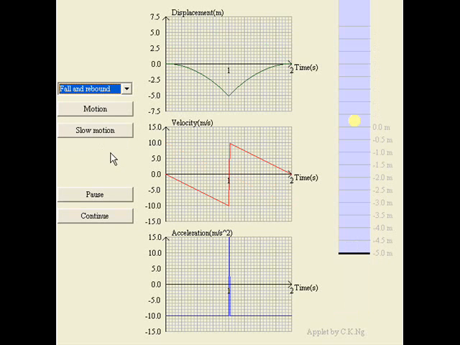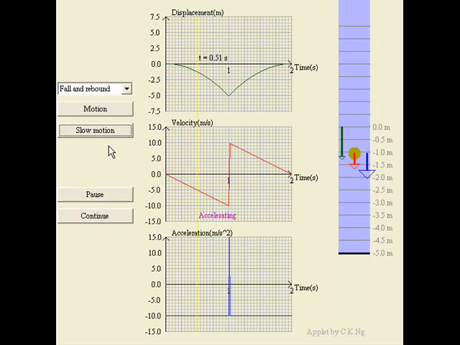Let's have a look at a ball falling and then rebounding. We'll play the animation first. So notice constant acceleration. Right. As the ball hits the ground, notice we get this rapid change of velocity in the opposite direction. That's because when the ball hits the ground, we've got a force pushing the ball back upwards. That's why we get, for a fraction of a second while it's in contact with the ground, a positive acceleration.